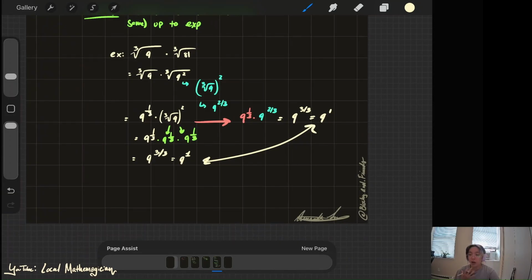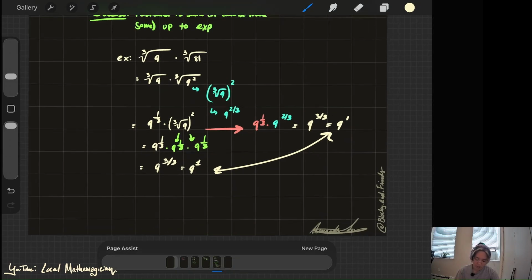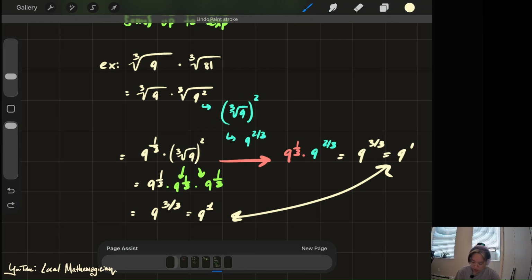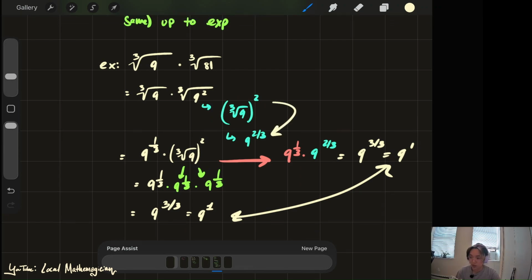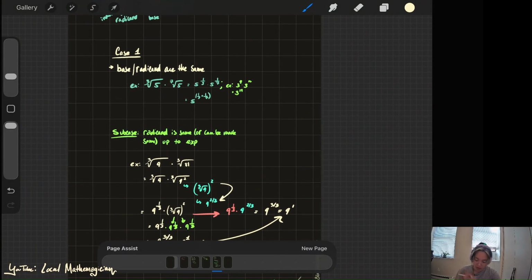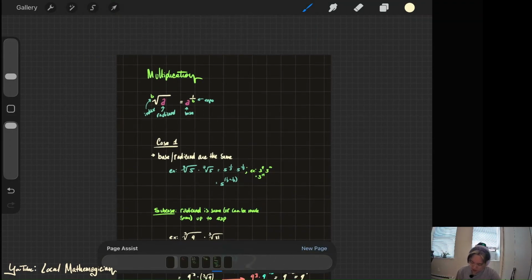Okay? However you choose to break this down is up to you, all right? Again, you can either choose to write it like this, and then transform the inside, and then go this way, or you can turn it straight into a rational exponent and move on with your day. Both are fine, all right? So, case 1, the base or the radicand are the same, or they're the same enough. Essentially you get a fraction with the same denominator and then some stuff. All right? So what's case 2?